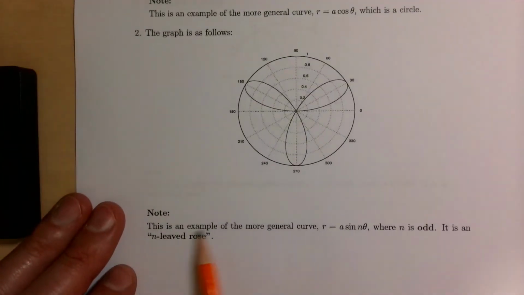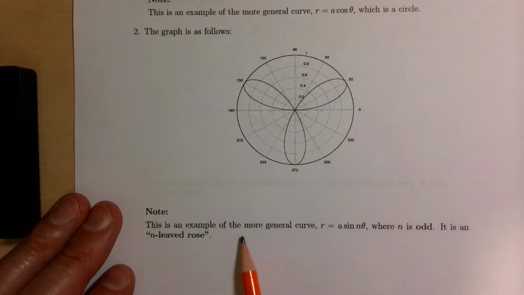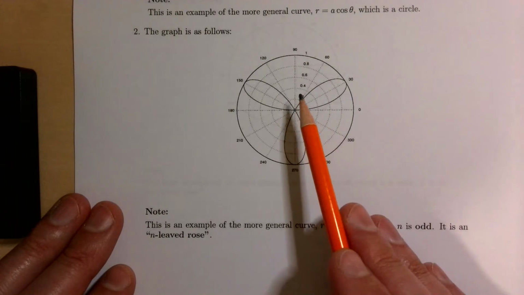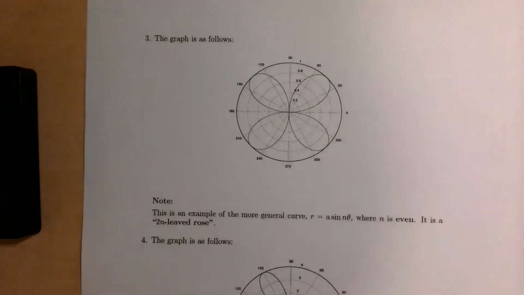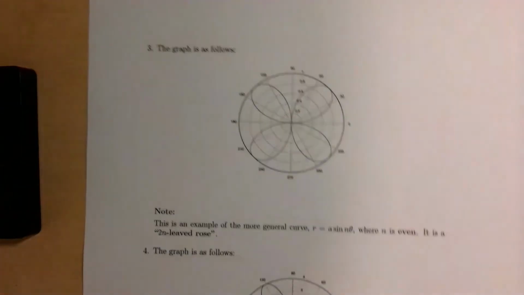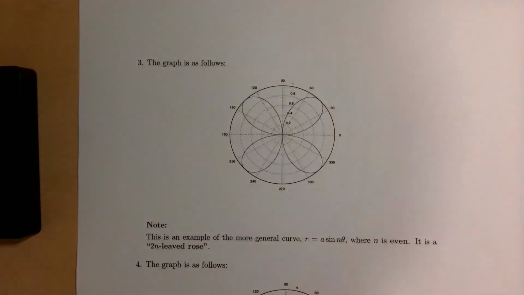This one here is an example of a more general curve, r equals a sine n theta, where n is odd. This is an n leafed rose. So if that was 5, there would be 5 leaves in this rose. In this particular case, that one would be 3. Number 3 is also a sine one. Again, our line of symmetry is down here because it's sine.